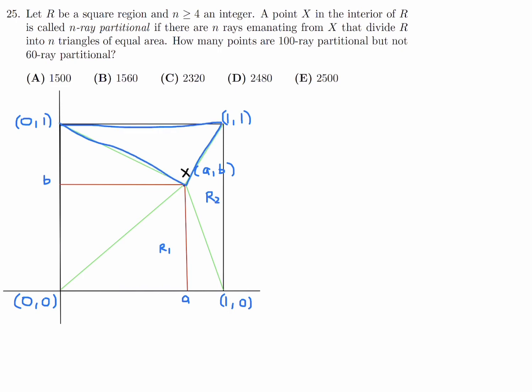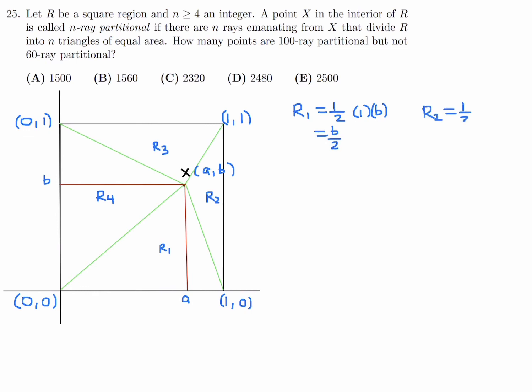This region here, I will call R3. And the last one, of course, this guy, I will call R4. So let's first calculate the area of all of these. R1 is 1/2 base times height. The base, of course, is just 1, and the height is B. So R1 is B over 2.